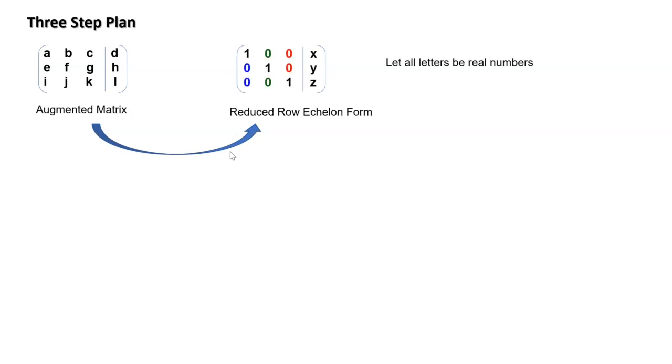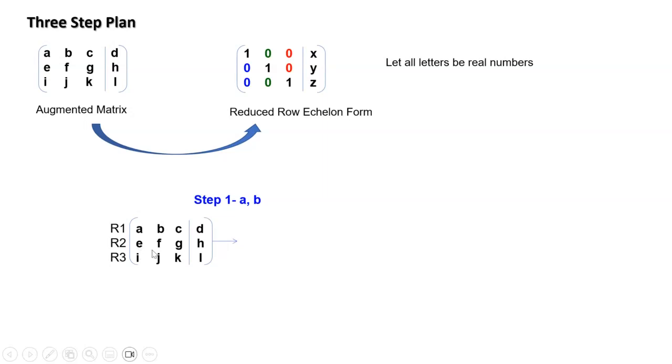Now, I call it the 3-step plan. At first, I'm going to show you just the concept with all letters. So we have to go from here to here, right? With 1, 0, 0, 0, 1, 0, 0, 0, 1, and x, y, and z. The first step, I have to make the E and the I equal to 0, right? Because it's color-coded, it's in blue. So step 1, I have to make the E and the I equal to 0.